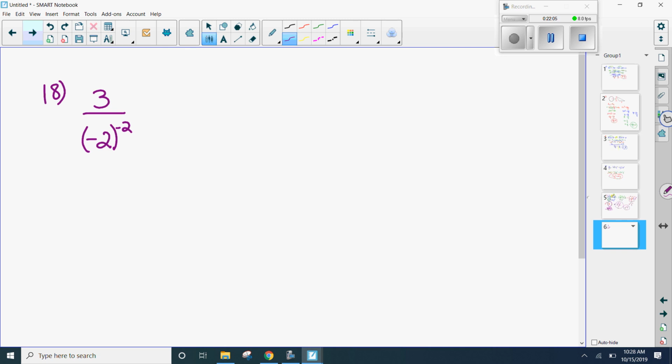Yeah. What is negative 2 squared? Positive 4. What's the negative exponent say? Move it up. So I'm going to put 4 into the numerator. Once again, you multiply those two numbers together. Do not add them. So in your answer, you should have a 12. Number-wise, you should have a 12 involved for problem number 18.